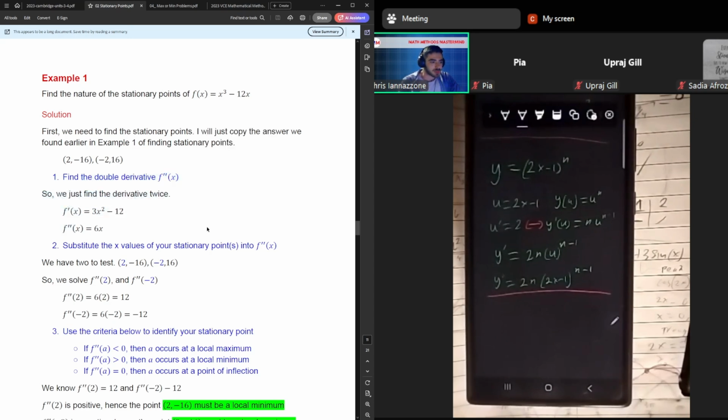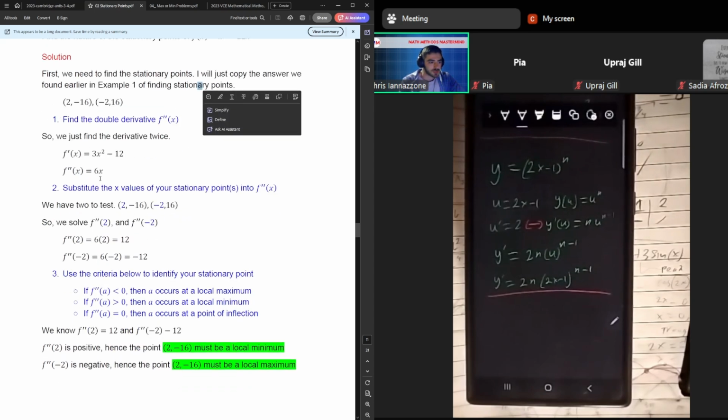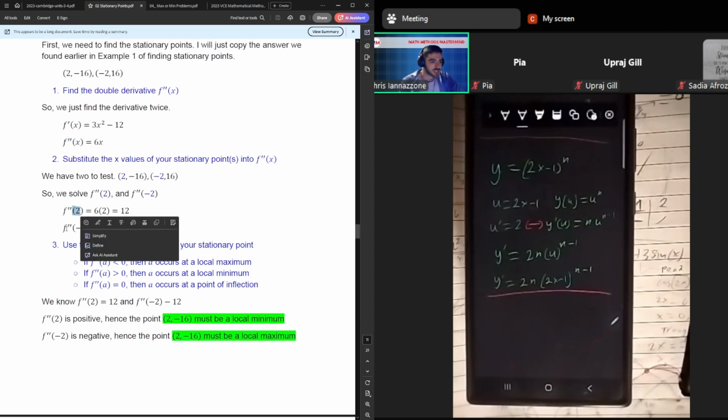So, find the double derivative. We had f dash was 3x squared minus 12. Double dash is going to get it down to 6x now. From here, we take the x values from these stationary points and chuck them into our double derivative. So f dash dash of 2, f dash dash of minus 2. That's going to give us 12 and negative 12 respectively.